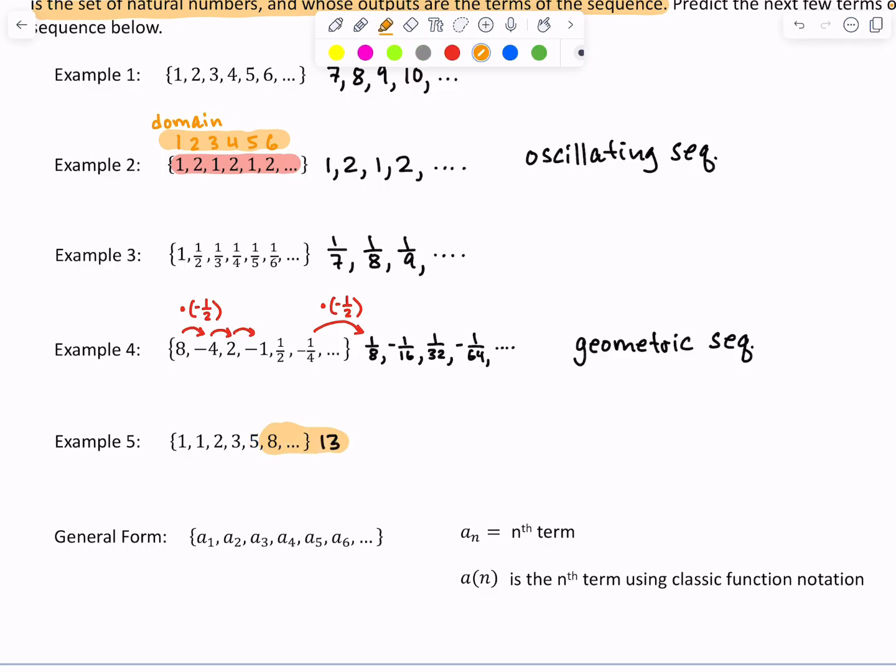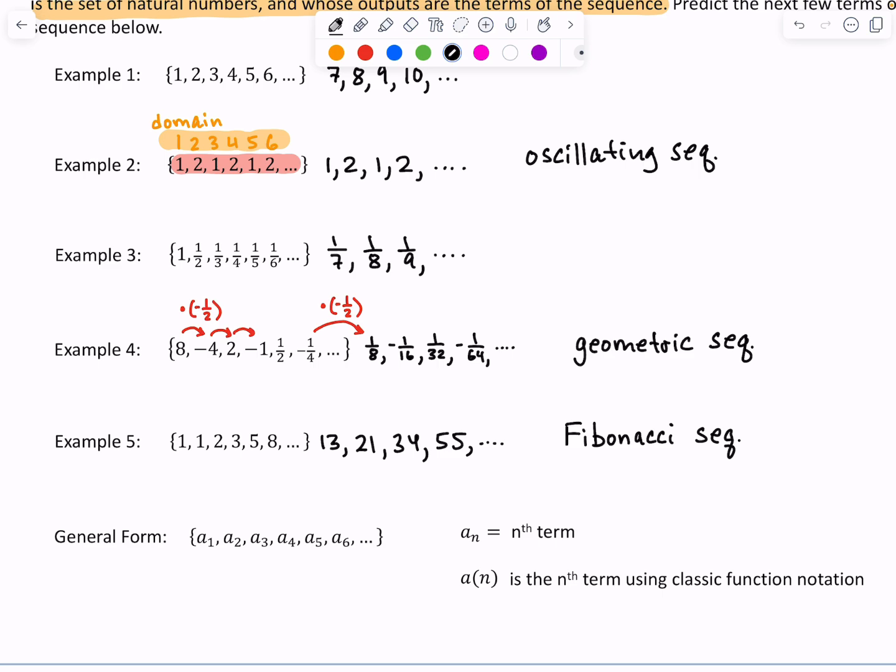And now we add 8 and 13 to get the next term, which will be 21. 13 plus 21 is 34. 34 plus 21 is 55, etc. This is known as the Fibonacci sequence, and was a sequence made popular in the movie The Da Vinci Code. Also has important connections to naturally occurring phenomena.